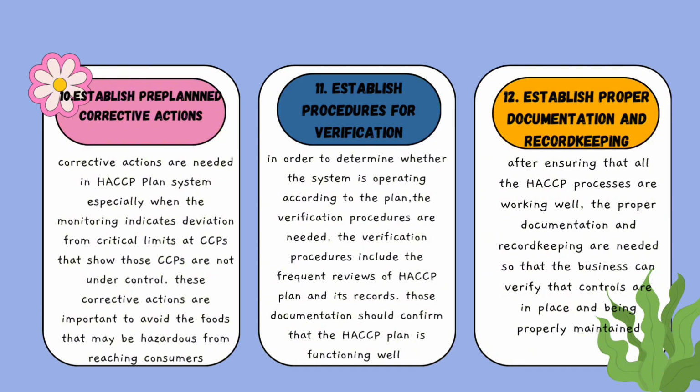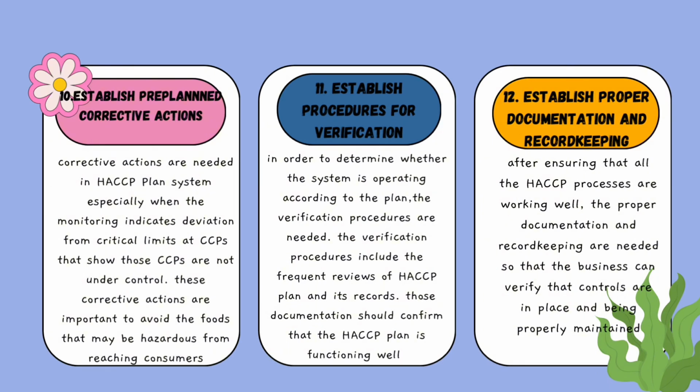The next step is establish procedures for verification. In order to determine whether the system is operating according to the plan, verification procedures are needed. The verification procedures include frequent reviews of the HACCP plan and its records. Those documents should confirm that the HACCP plan is functioning well.